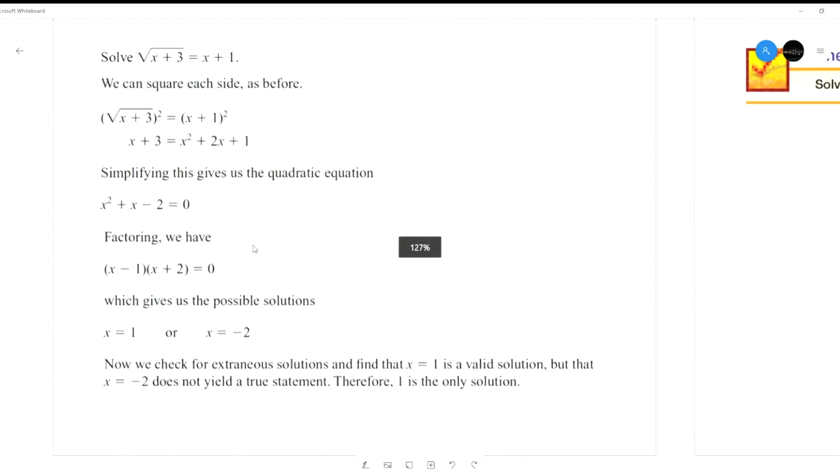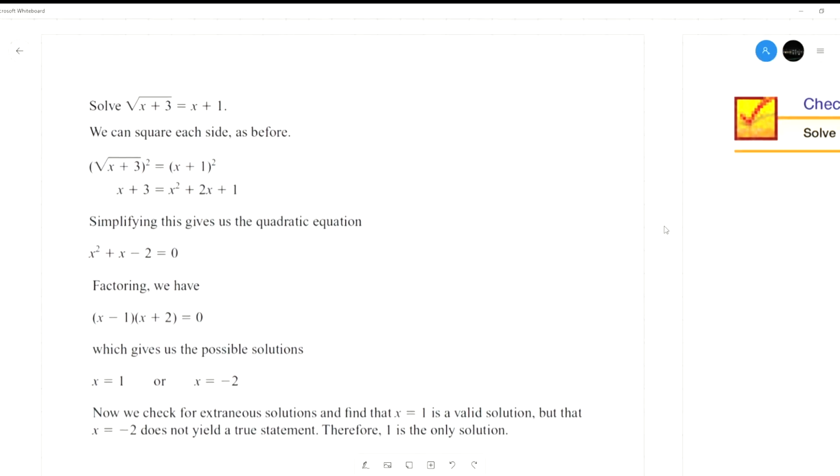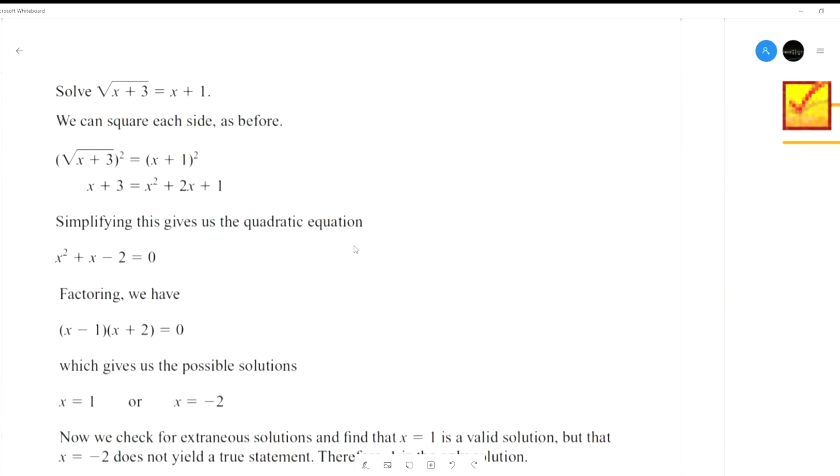Okay, so let's look at the next problem here. You will see that in this problem, the radical is already isolated. There's nothing else on the same side as this square root. So we can go ahead and square both sides. As a quantity, you need parentheses when there's more than one term. So we square both sides here.